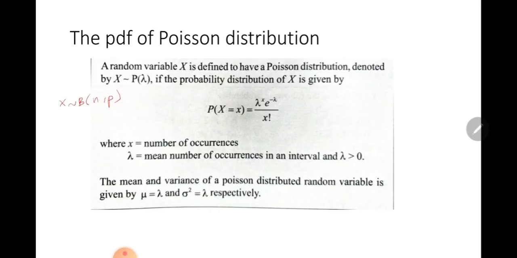The PDF is given by lambda power x, e power negative lambda, over x factorial, where x is the number of occurrences. For example, if x is the number of computers sold in a week, you want to find the probability of 3 computers sold in a week, so you find P(X = 3). The mean of a Poisson distributed random variable is lambda, and the variance is also lambda. For binomial, the mean would be np and the variance would be npq. For Poisson it is easier, it is just equal to lambda.